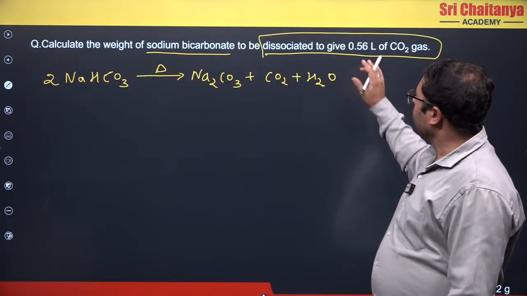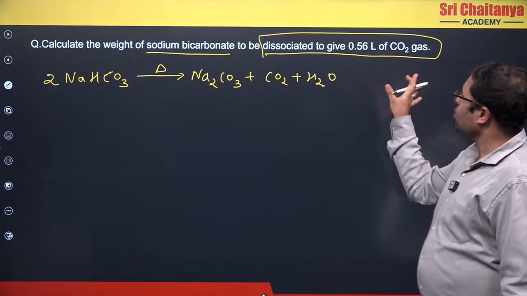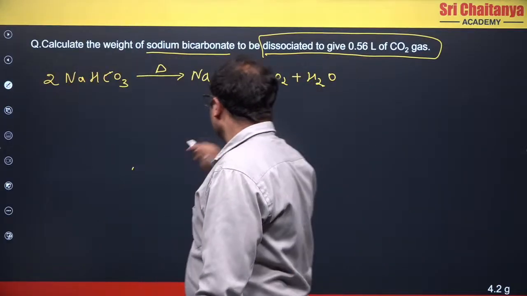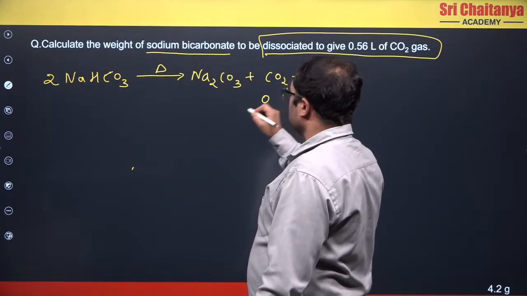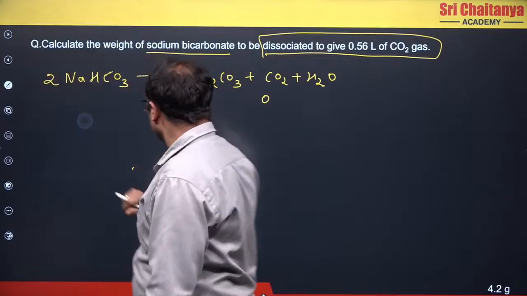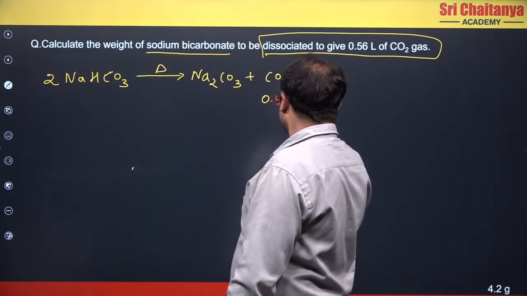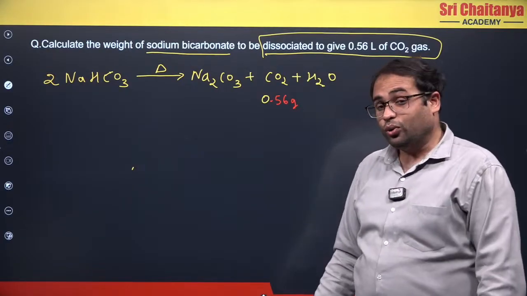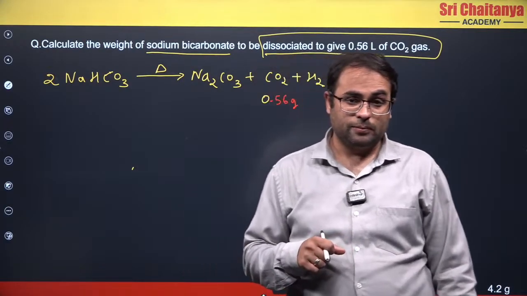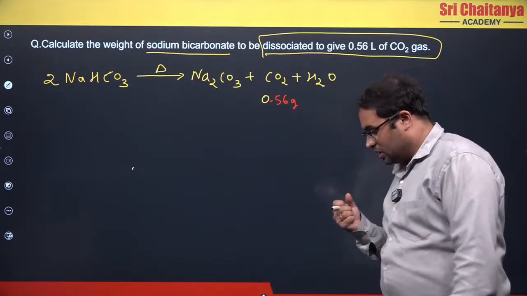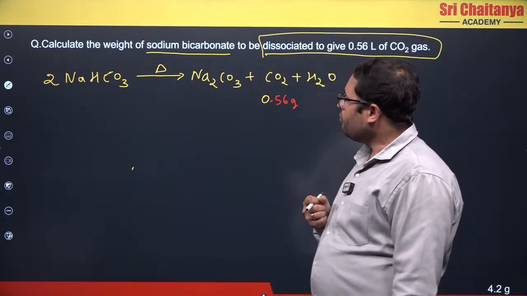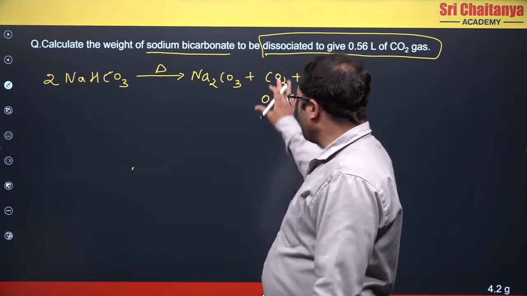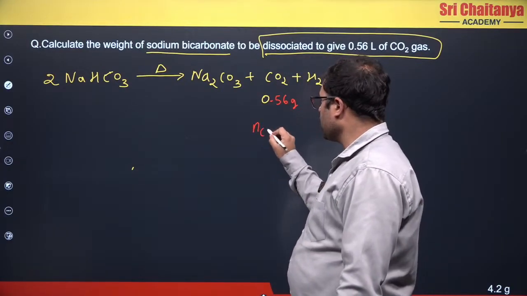Now what have you been given? You have been given that 0.56 liters of carbon dioxide is formed. So this carbon dioxide formed is, 0.56 grams, right? Now straight away what you have to do is, you have to calculate the moles. Why am I telling you this? Because everything and anything can be calculated from moles. So first you calculate the moles. So how many moles of carbon dioxide will be here?